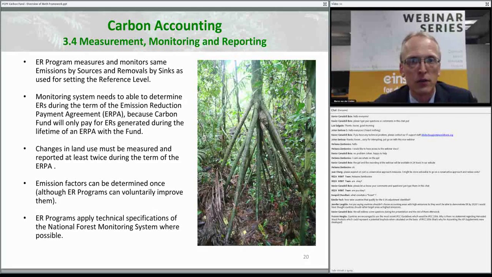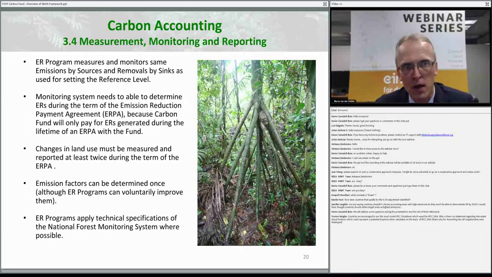And the idea is that the monitoring system that you're building for the program is not necessarily specific for the program, but it builds on the national monitoring system that you are already developing as part of your national readiness. So at least it should apply the same technical specifications. Again, recognizing that maybe your program is moving faster than some of the national REDD activities, so you can use the program to test certain things out and inform the design of your national monitoring system as it develops.